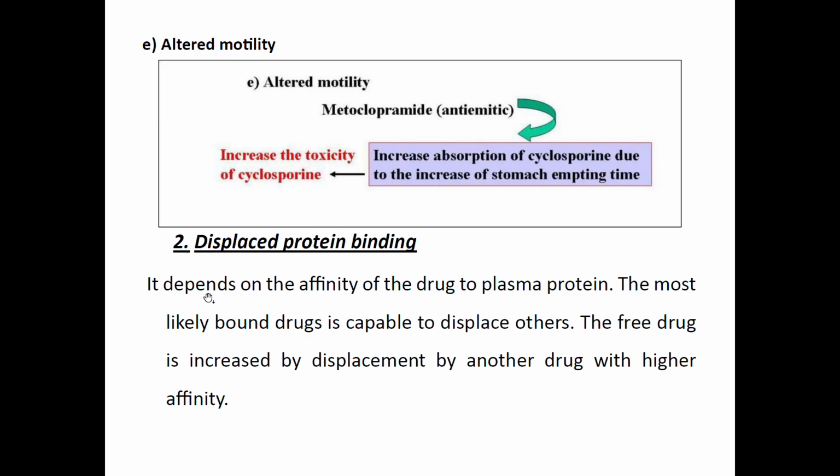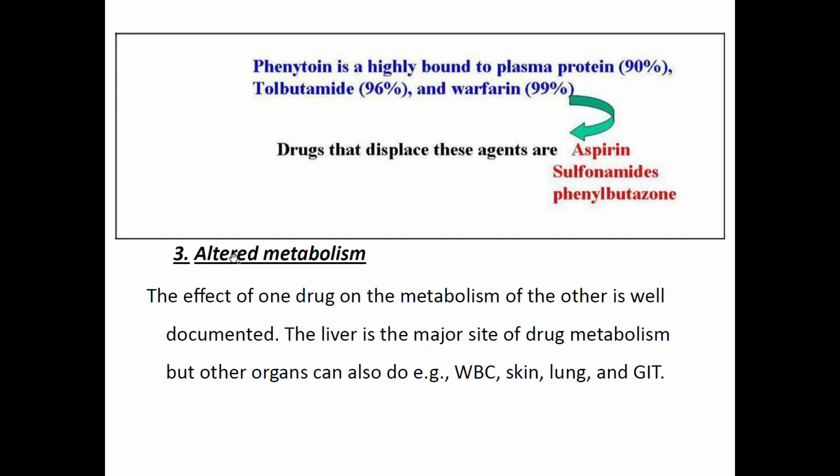Then displaced protein binding, it depends on the affinity of the drug to plasma protein. The most likely bound drug is capable of displacing the other. The free drug is increased by displacement by another drug with higher affinity. Like phenytoin is highly bound to plasma protein, tolbutamide, and warfarin. Drugs that displace these agents are aspirin, sulfonamides, phenylbutazone.